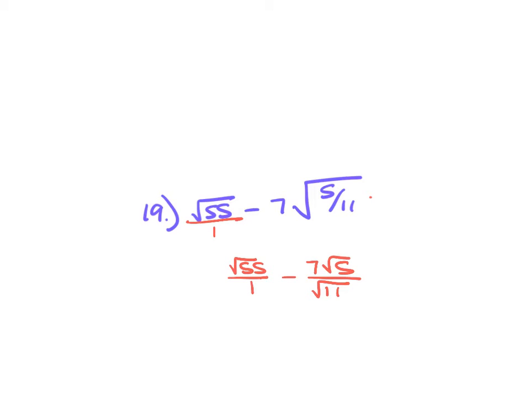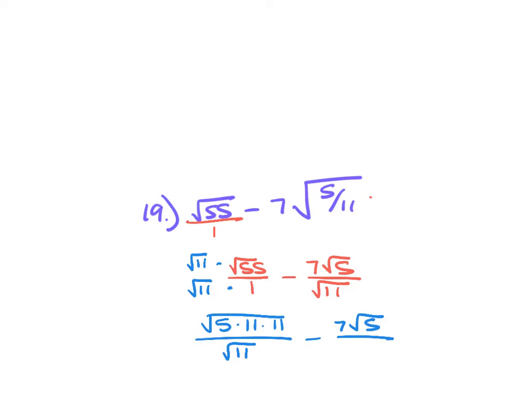If we multiply top and bottom of that first fraction by the square root of 11, we can go ahead and simplify this. So we have the square root of 5 times 11 on the top over the square root of 11 minus 7 square root 5 over the square root of 11.